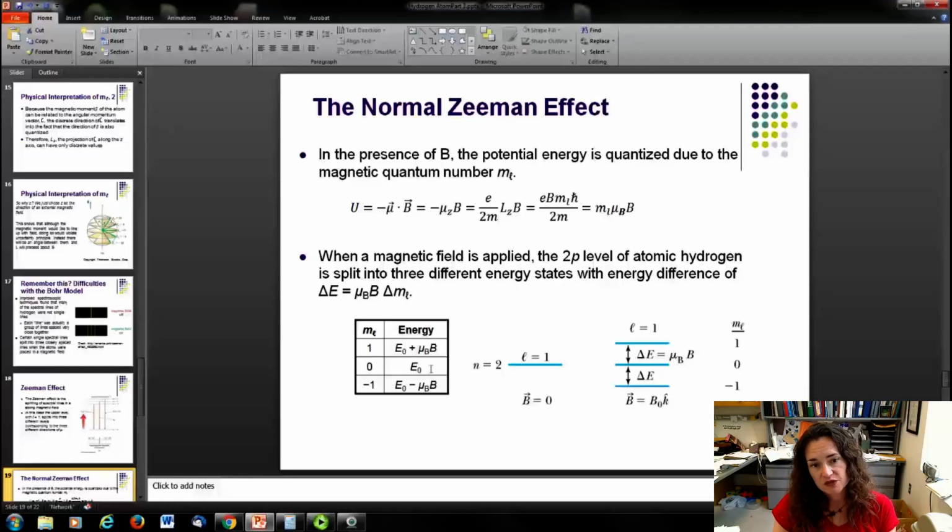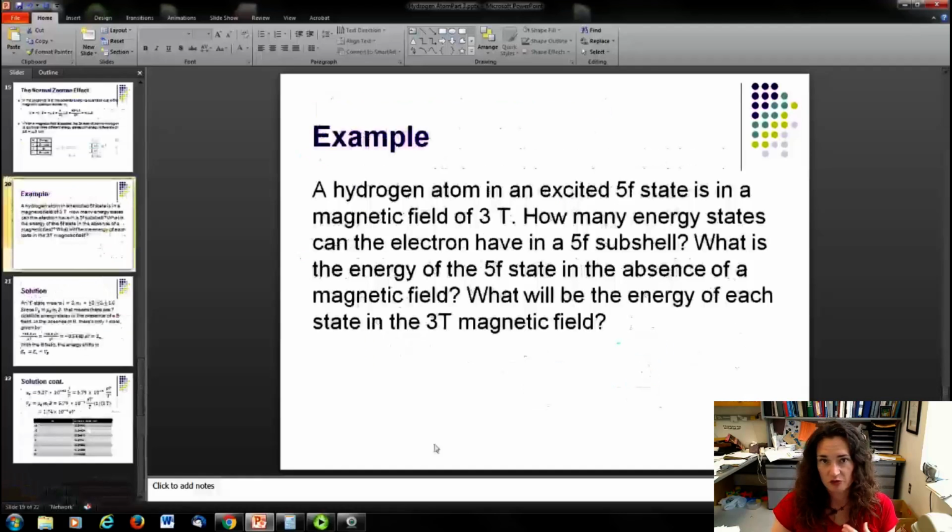But if ML is equal to +1 or -1, then that shifts the value of your energy state by the amounts plus mu B times the magnetic field and minus mu B times the magnetic field, and that splits it into 3. In other words, the degeneracy is lifted in the presence of this magnetic field because of the magnetic dipole moment of the electron. So that's why the magnetic quantum number is important. It resolves one of the main problems with the Bohr model of the atom.